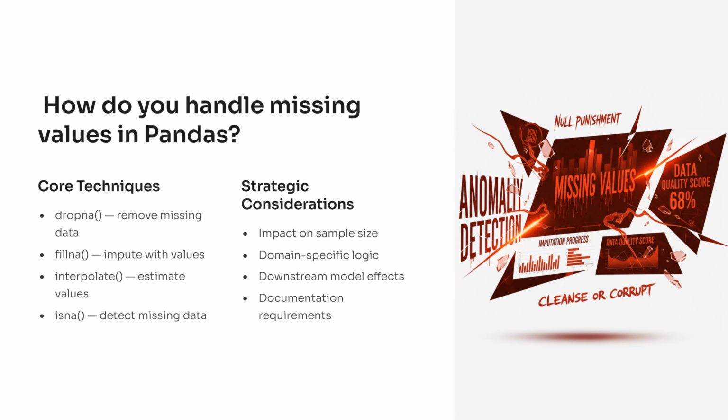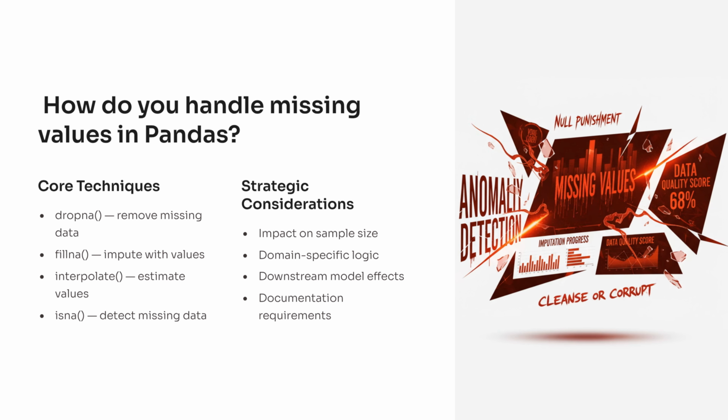Let's start with the core techniques. Pandas gives us four main tools. First, dropna, which simply removes rows or columns with missing data. Second, fillna, which replaces missing values, maybe with a mean, median, or a default constant. Third, interpolate, which estimates missing values based on existing trends, useful for time series or continuous data. And finally, isna, which helps detect or count missing entries before taking any action.